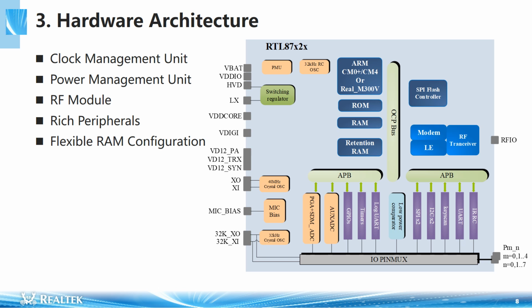The hardware block of BLE SoC includes Clock Management Unit, Power Management Unit, RF Module, Rich Peripherals, and Flexible RAM Configuration. For more details, please refer to BLE SoC Hardware Introduction.